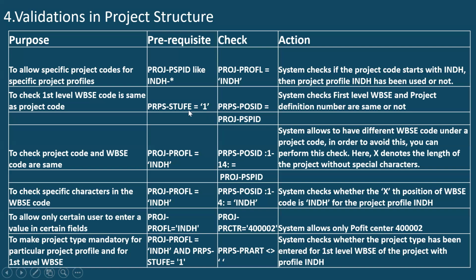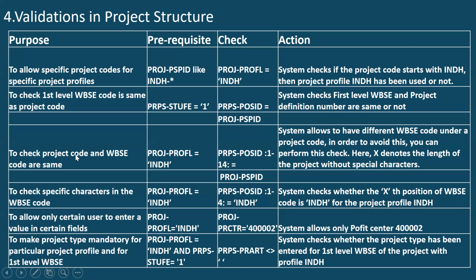So at level 1, if we want to apply the validation, then we use STUFE, the technical field, where we apply 1 for validating at level 1, and then we should check PRPS-POSID equal to PROJ-PSPID. That means the WBS element at level 1 must be the same as the project definition. This is what it says technically. The system checks whether the first level WBS element and the project definition number are the same or not. So this is one way of writing. There is another way of writing also, that also we will see.